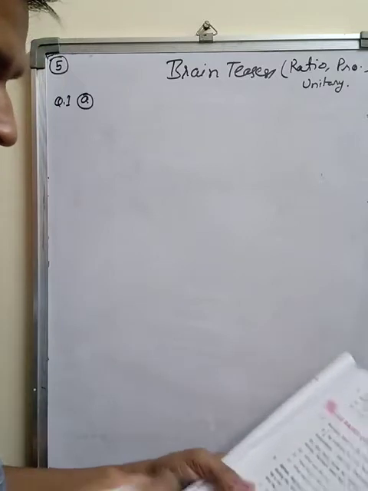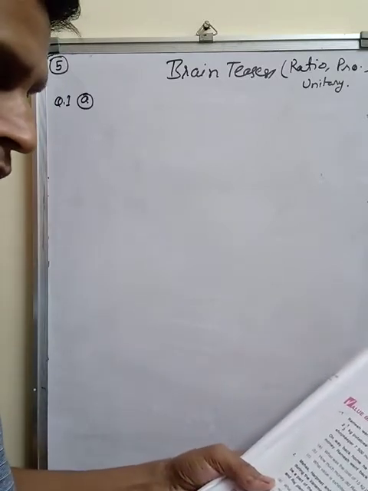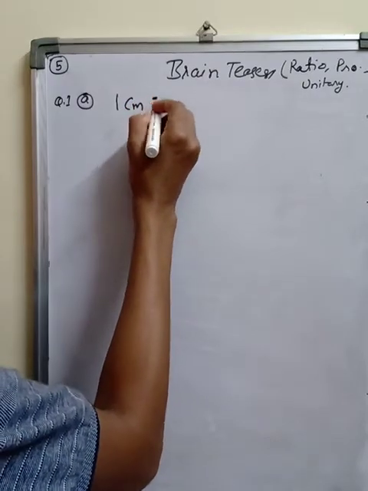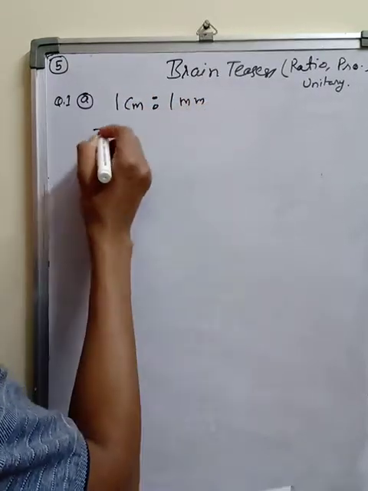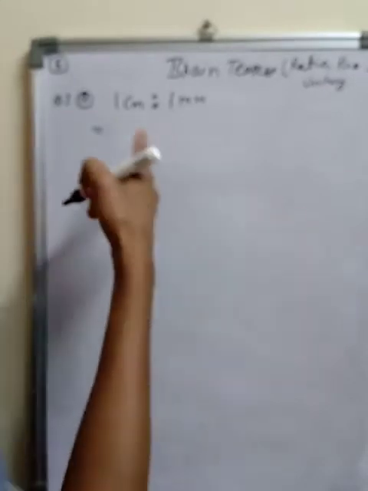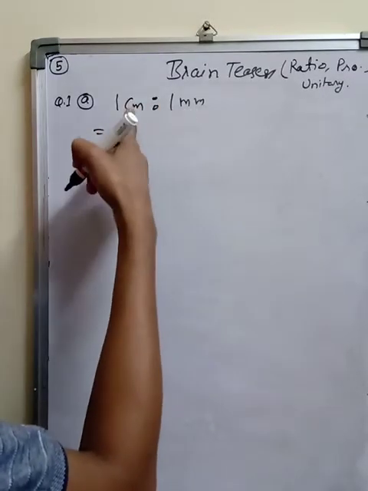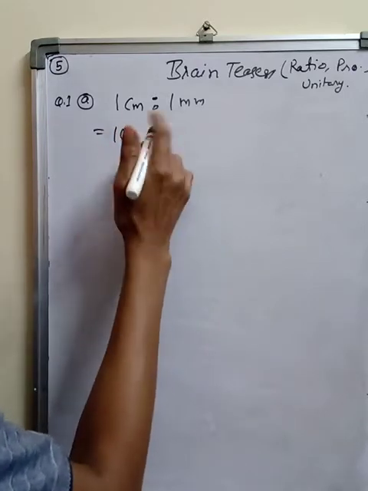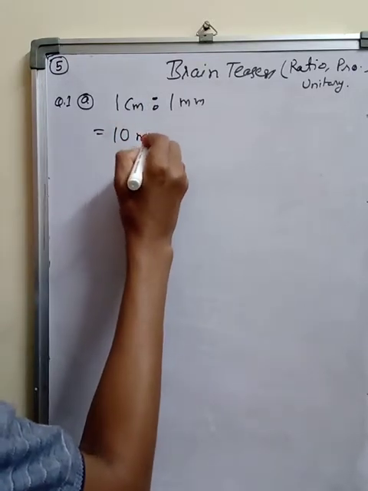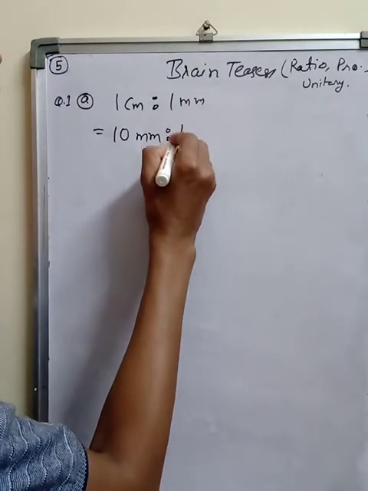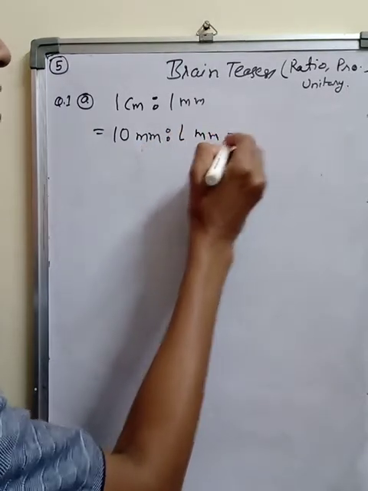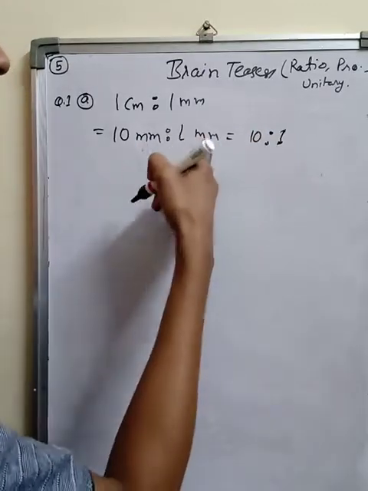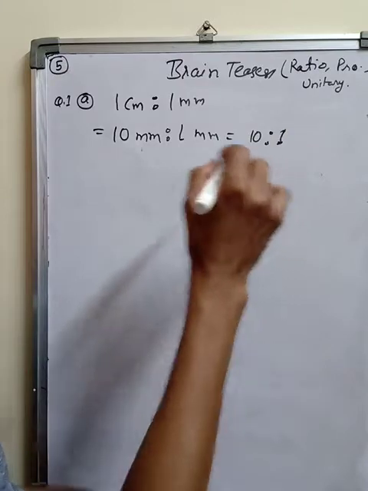Tick the correct answer. First question is the ratio of 1 centimeter to 1 millimeter. So what is the rule of ratio? The unit should be the same. So we can convert this into millimeter. This will become 10 millimeter, 10 millimeter ratio 1 millimeter. The millimeter cancels, so 10 ratio 1.